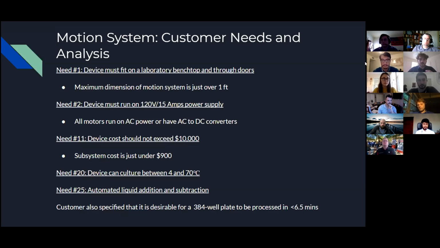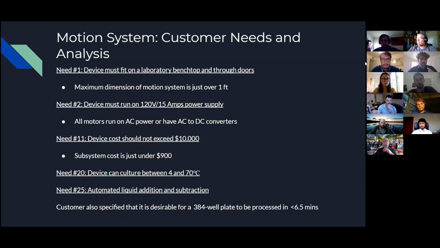There were a number of customer needs that were used to influence the design and down selection process. Our system was designed to be compact, but still achieve its function. The motors used to power the belt-driven axes can run on a typical wall power source, and the Z-axis lead screw motor can be mated to an AC to DC converter. Costs were kept to less than $900, and the system is capable of operating on a wide range of temperatures.